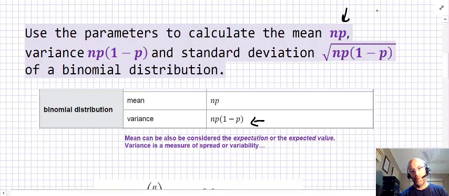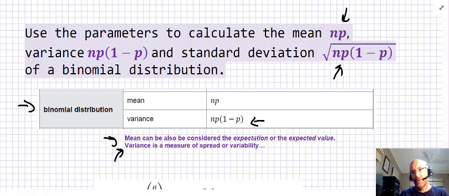We know also from our previous work that the square root of the variance is the standard deviation, so that should make sense. Things that might appear on a formula sheet might look like that. A couple of things to recall, or to know if you didn't learn them previously: the mean is also considered to be what's called the expectation, or expected value, whereas variance is a measure of the spread or the variability.